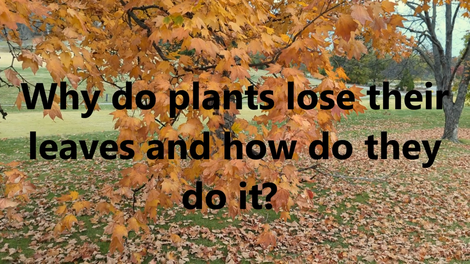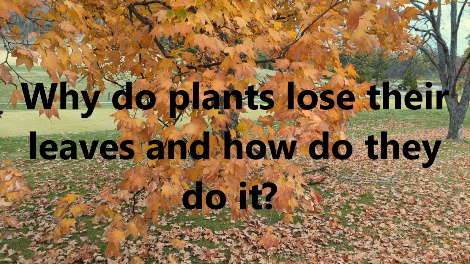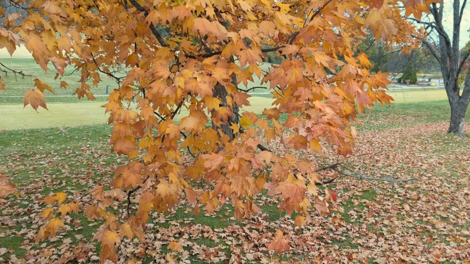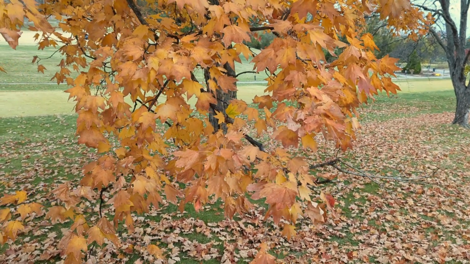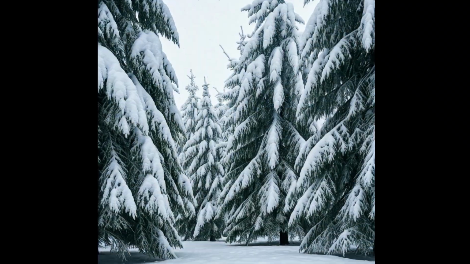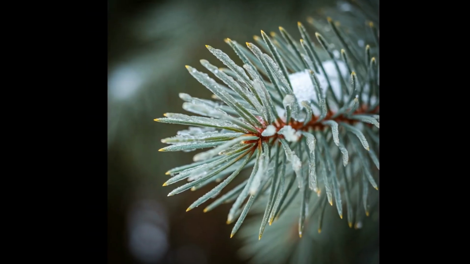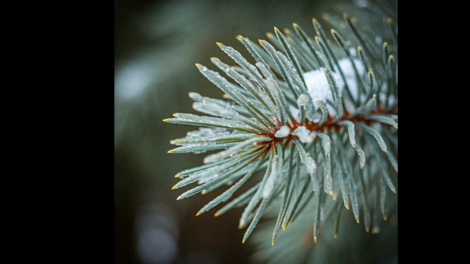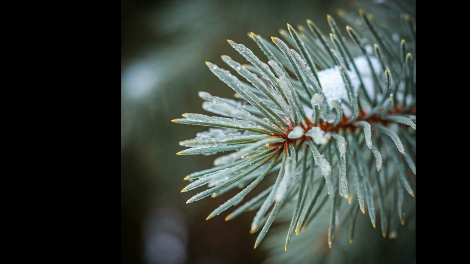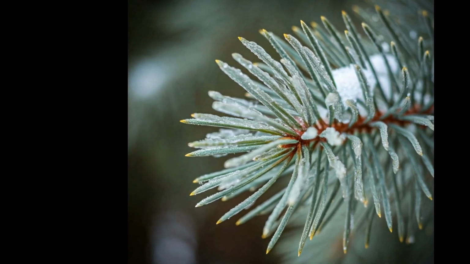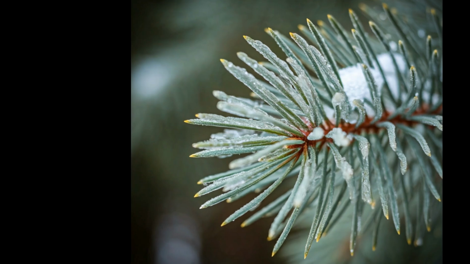Why do plants lose their leaves, and how do they do it? Deciduous trees in the northern hemisphere shed their broad leaves to avoid the weight of ice and snow, which could damage branches. Evergreens have narrow, needle-shaped leaves that are more durable to winter conditions than the broad leaves on deciduous trees and can take being frozen.